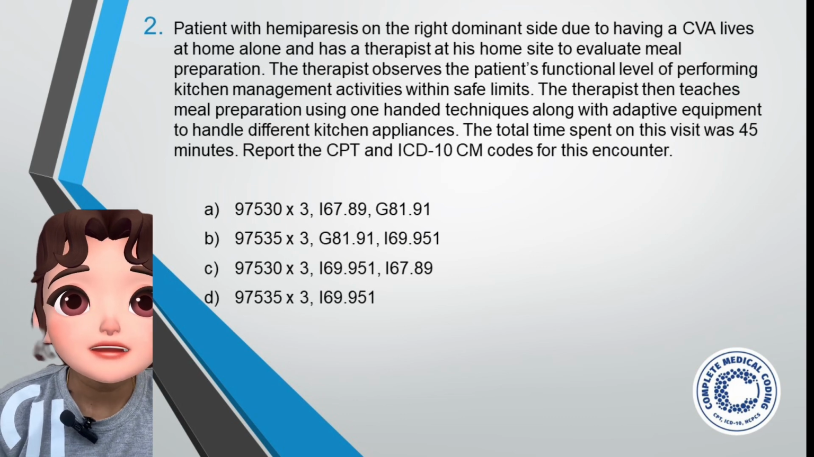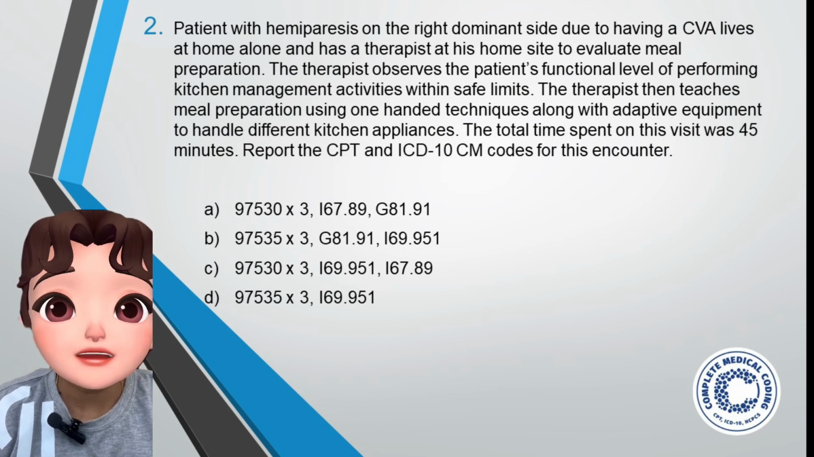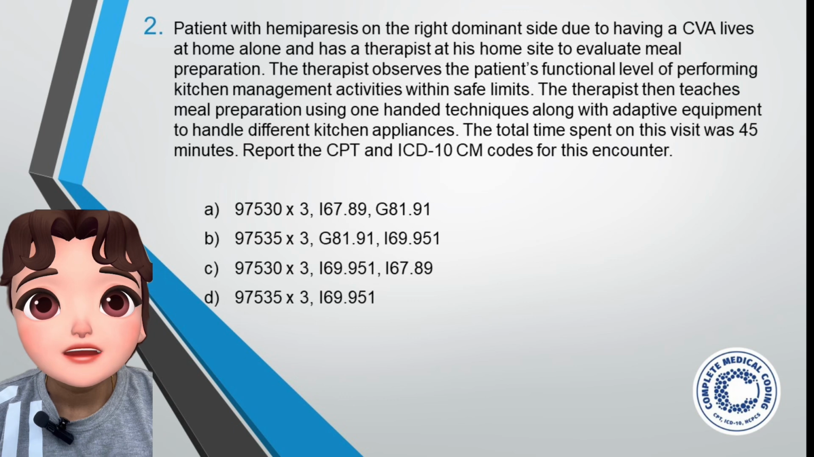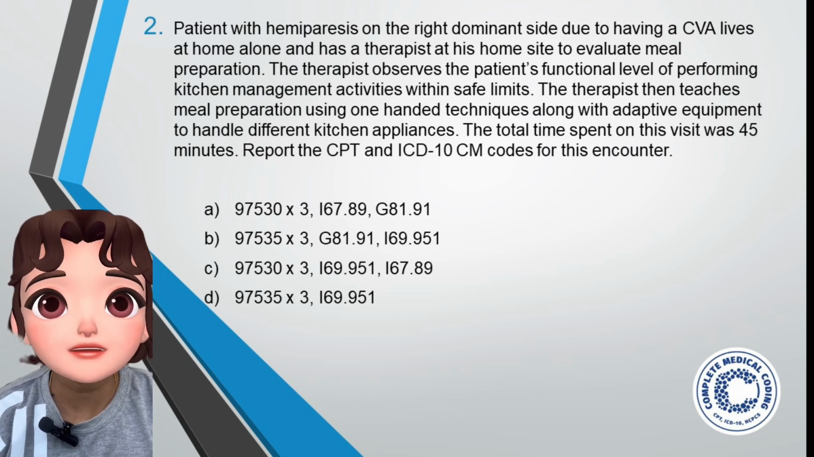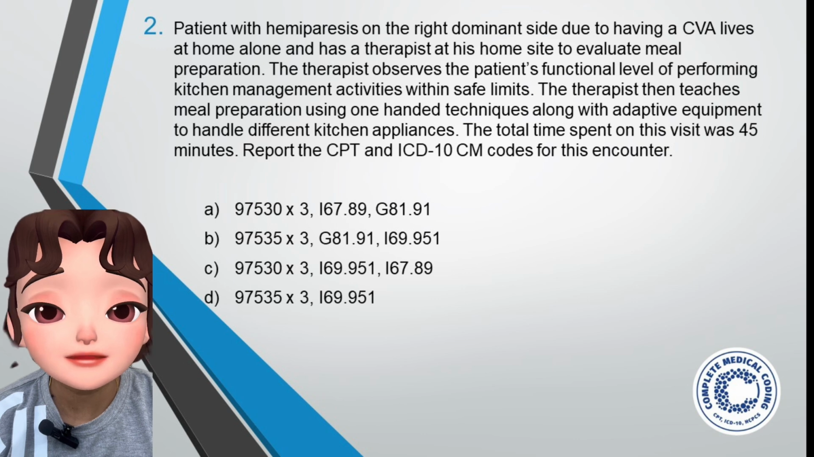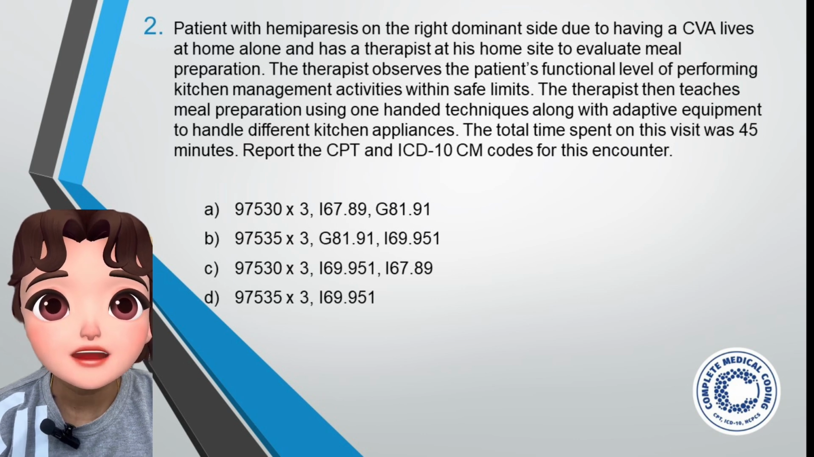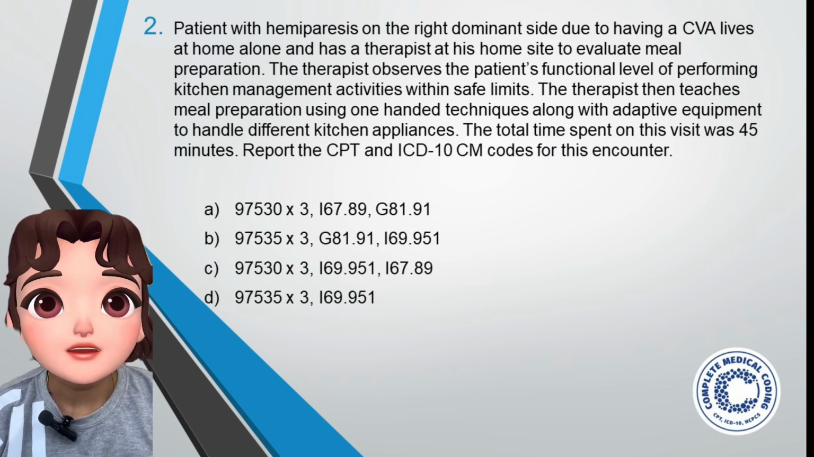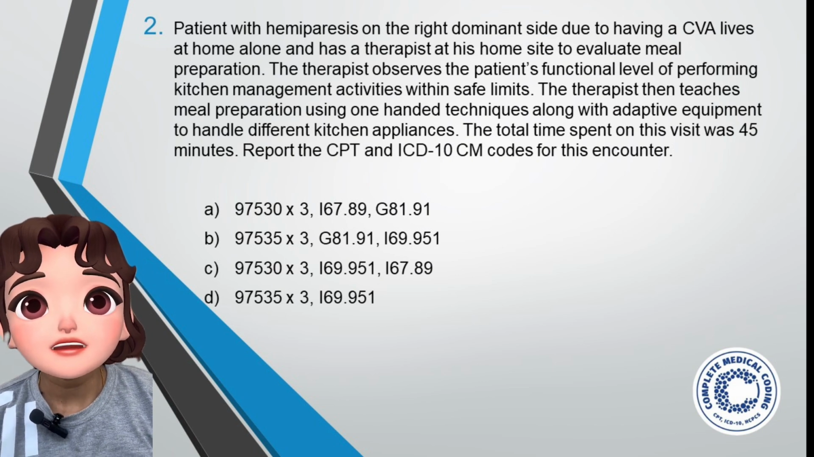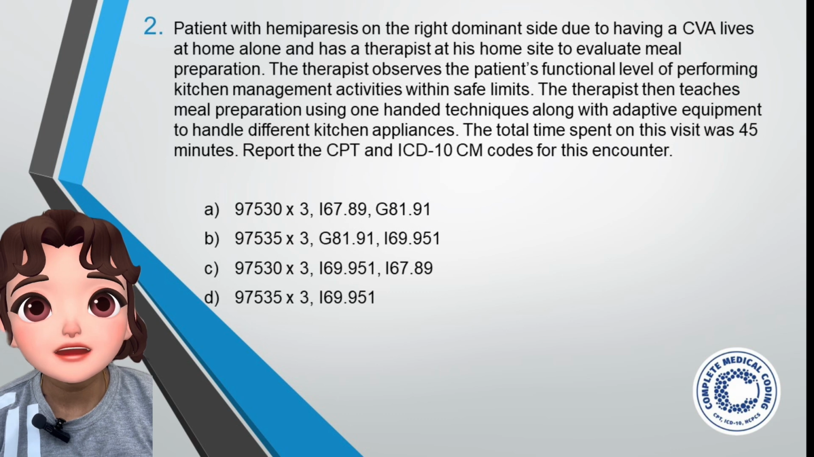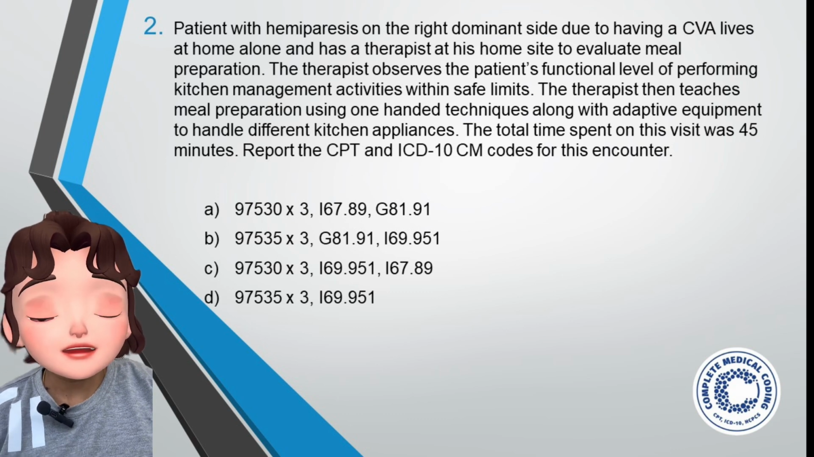So wherever this code is there, we can look at those options only. Except option A, in all other options this code is mentioned, I69.951, right? So that should be the code. Now, what is G81.91 in option B? G81.91. That represents a pain.